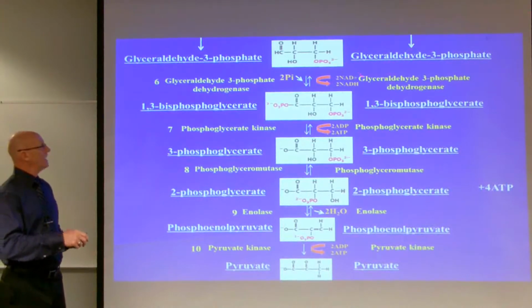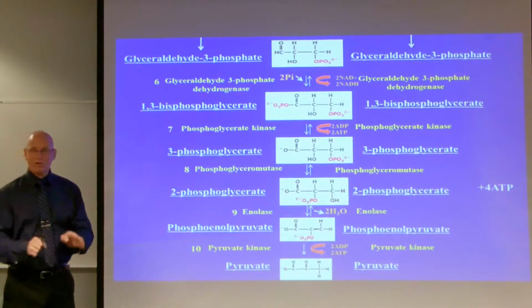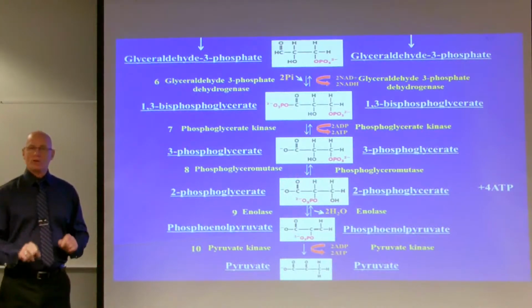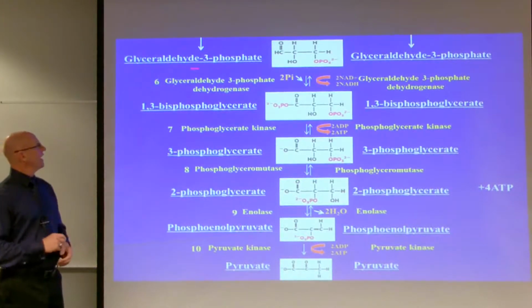So once we have an NAD come in, it's going to be doubled. Everything will be doubled from this point because we have 2 molecules we're working with, and the end result is going to be 2 molecules of pyruvate, a 3-carbon molecule. So here we have glyceraldehyde 3-phosphate.